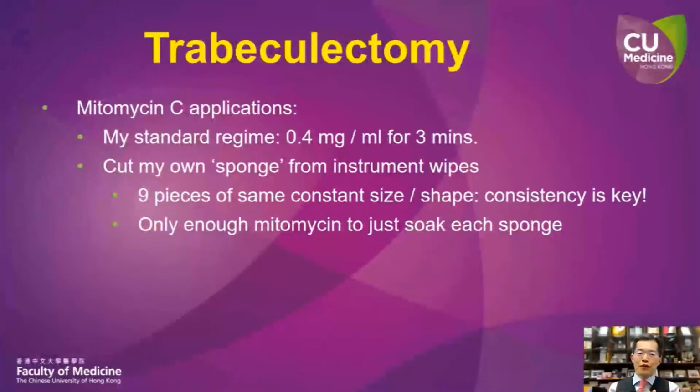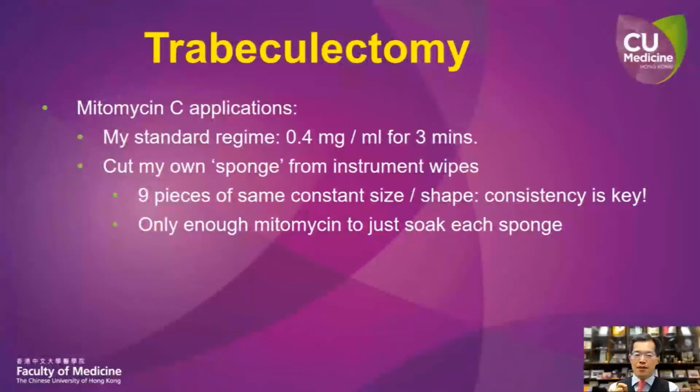And also, the fact that all your sponges are of the same number, same size, same shape in every trabeculectomy that you do will allow you to notice if one sponge or part of a sponge is being left behind in the eye. Okay? This may sound silly, but it happens again and again. Sponges being left in the eye, or parts of the sponge that have broken off being left in the eye. If you have a consistent number of sponges, as well as constant size and shape, then the risk of this happening is much reduced.